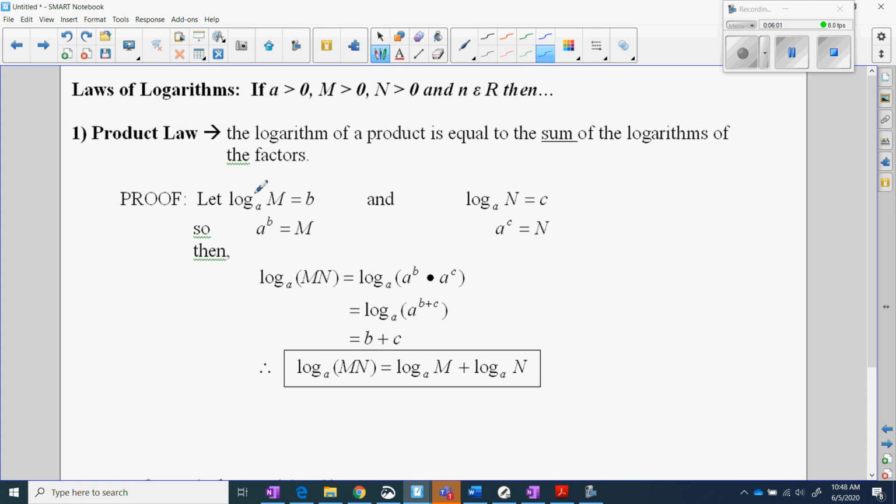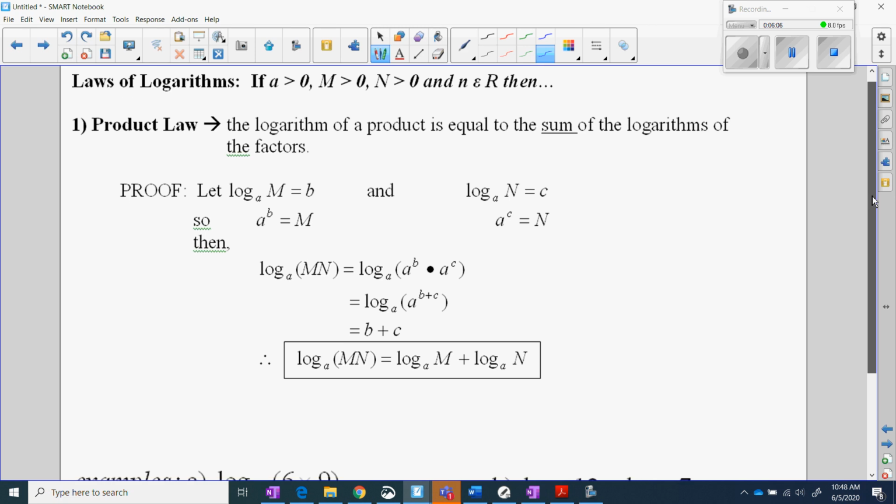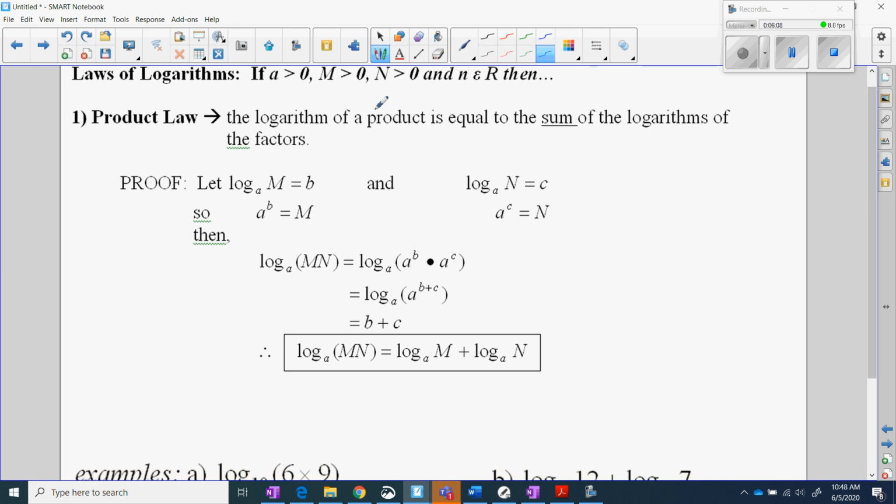They go through the proofs. Maybe we'll walk through one of them. I'm not going to go through these in any great detail. At the very bottom is the actual product law. It's just saying if you set up two logarithms, log of m to base a equals b, and log of n to base a, we'll make it equal to c. Then you switch notations, from a logarithm to an exponential: a to that exponent would have to equal m, and a to that exponent would have to equal n. And then they're going to write this as a product, the log of mn to base a.